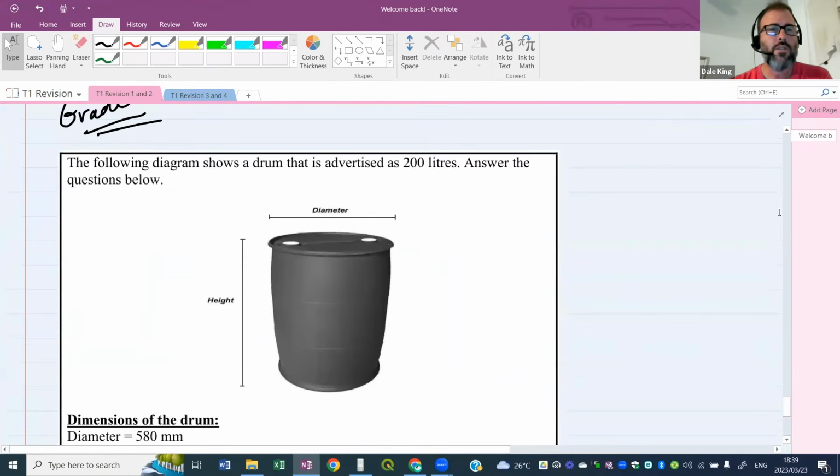It says, the following diagram shows a drum that is advertised as 200 liters. Answer the questions below. Now let's have a look at the drum. First of all, this doesn't look like, okay, you tell me what shape you guys see. You tell me what shape you see.